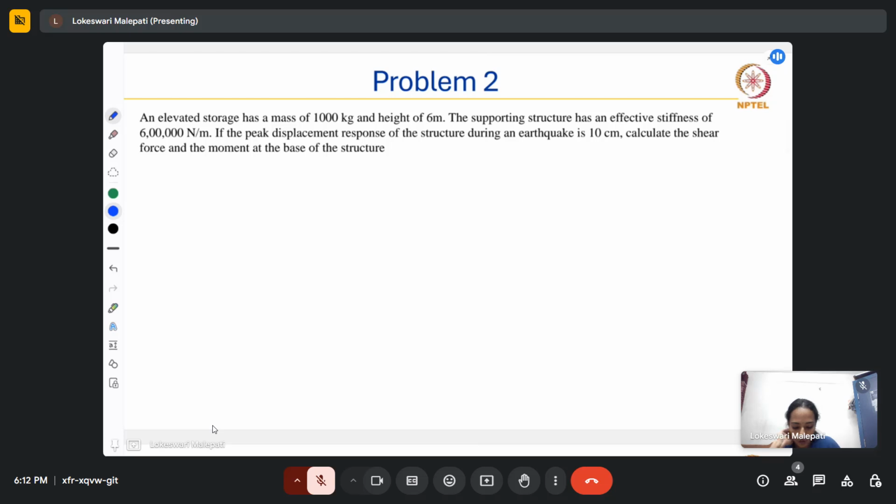So in this problem, an elevated storage has a mass of 1000 kg and height of 6 meters. The supporting structure has an effective stiffness of 600,000 Newton per meter. If the peak displacement response of the structure during an earthquake is 10 centimeters, calculate the shear force and the moment at the base of the structure. How would you solve this problem?